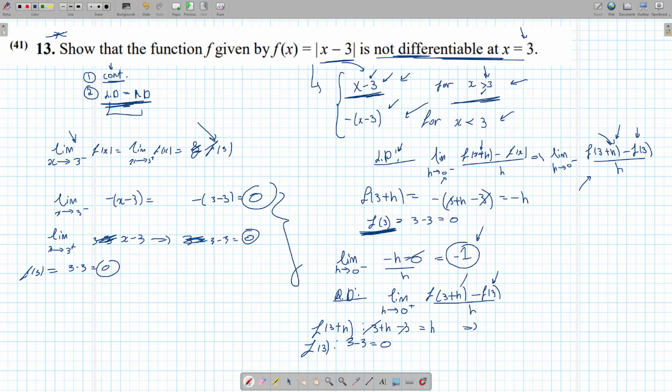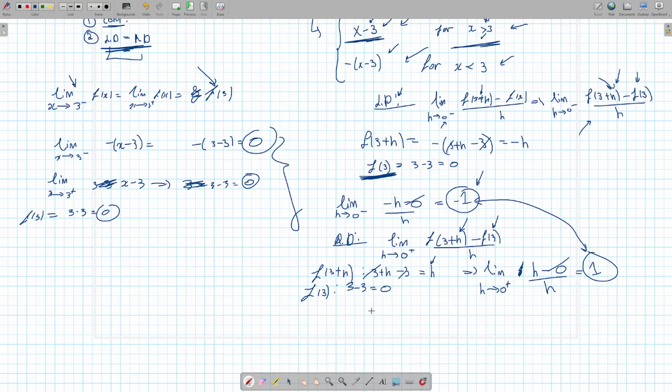Now, can we substitute everything into the rule? Yes. Limit as h approaches 0 plus of f of 3 plus h, which we found as h, minus f of 3, which is 0, all over h. h cancels. This gets you 1. Are the left and right equal? No. So you go down and say the left derivative is not equal to the right derivative. Therefore, not differentiable at x equals 3.